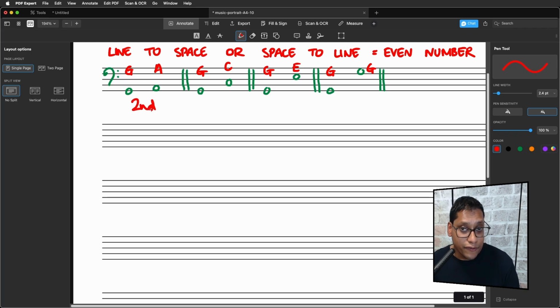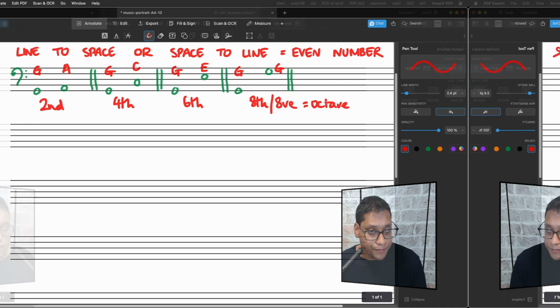The second interval is G to C, from a line to the next space up. This interval is called a fourth. Same thing with the next interval. So this interval will be a 6th. And for the last one, this will be an eighth, which can also be written 8VE, because this is short for octave. And just like an octagon is an 8-sided shape, an octave means that there are 8 notes between one letter name and the next note up or down of that same letter name.